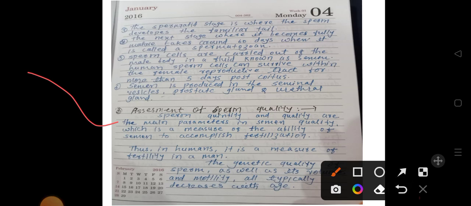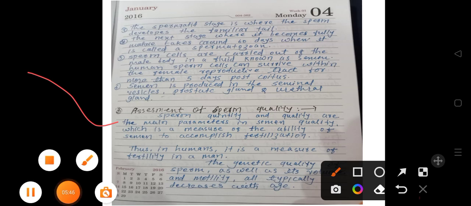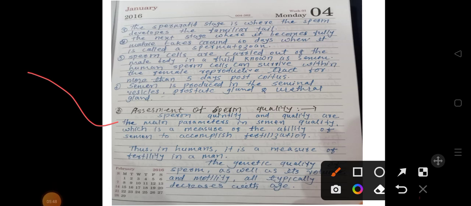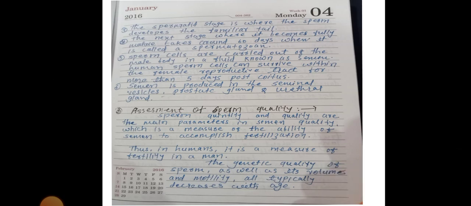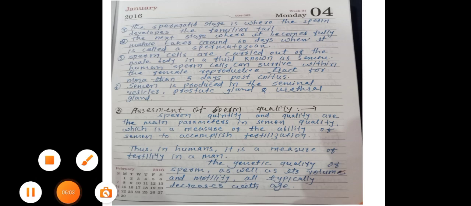Sperm cells are carried out of the male body in a fluid known as semen. The female reproductive tract, for more than 5 days post-coitus. Semen is produced in the seminal vesicles, prostate gland and urethral gland. The next point is the assessment of sperm quality. Sperm quantity and quality are the main parameters in semen quality, which is a measure of the ability of semen to accomplish fertilization. Thus in humans it is a measure of fertility. In a man, the genetic quality of sperm as well as its volume and motility typically decrease with age.